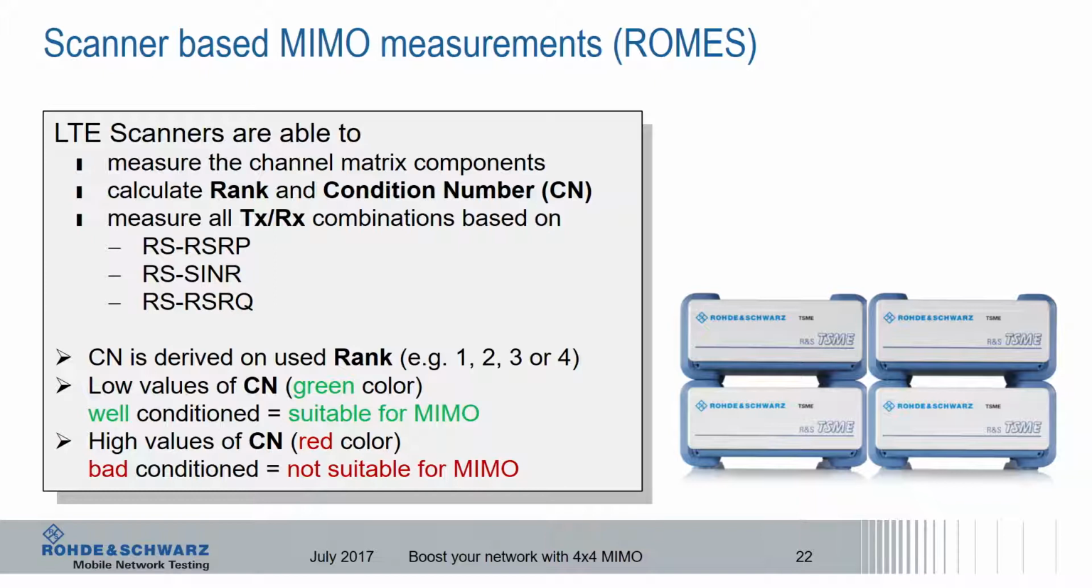The condition number is important to know as it reflects the quality of the MIMO channel. A low condition number means the channel is well conditioned and MIMO will work very well. In the following graphs you will see these color-coded green. A higher condition number means that MIMO will not work so perfectly, so maybe this channel is not suitable for MIMO at all, and this will be indicated by red colors. The rank, of course, will be a measure from 1, 2, 3, or 4, representing the different spatial layers.